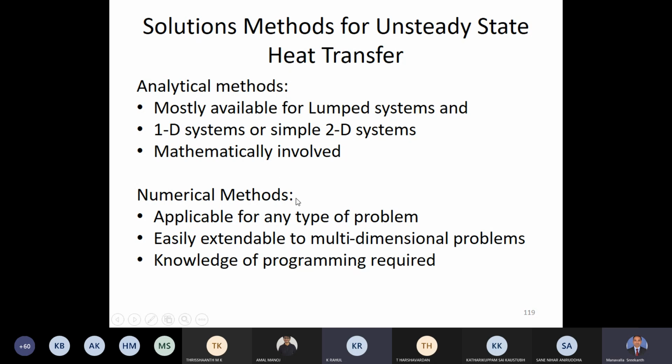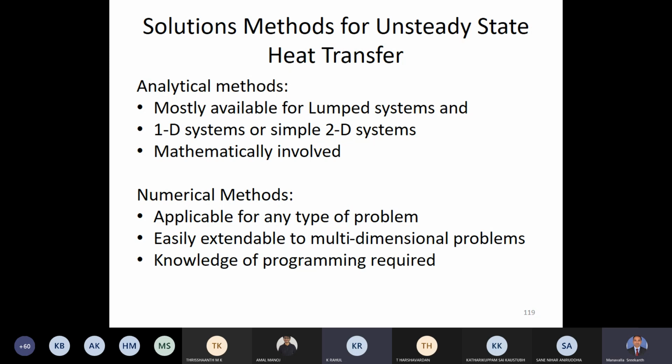Then come the numerical methods, which are very fundamental and very powerful methods. They simply bulldoze their way towards the solution. They use the brute power of the computer's processing power and obtain the solution. So they simply bulldoze their way. That's the word used.